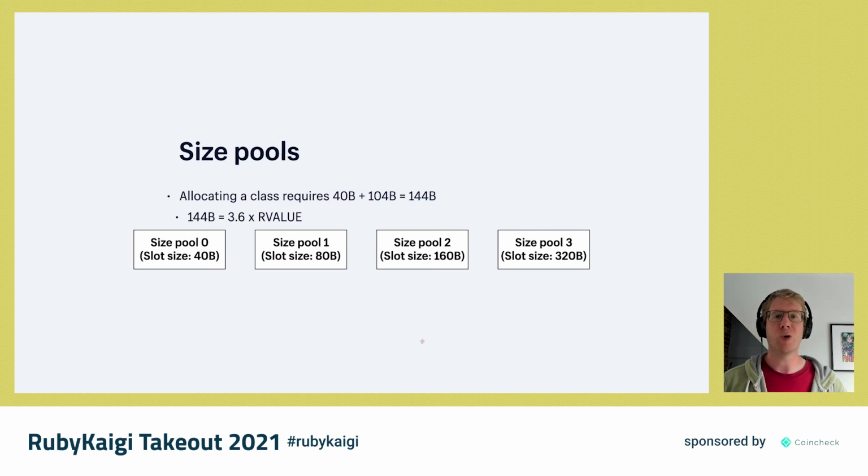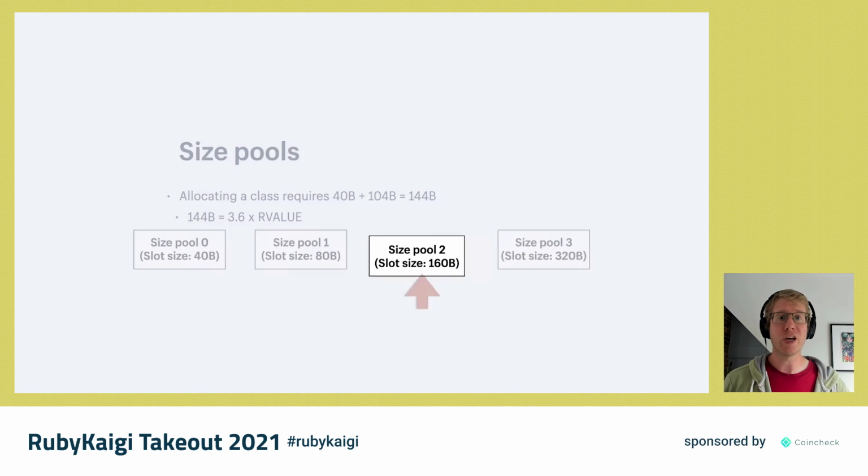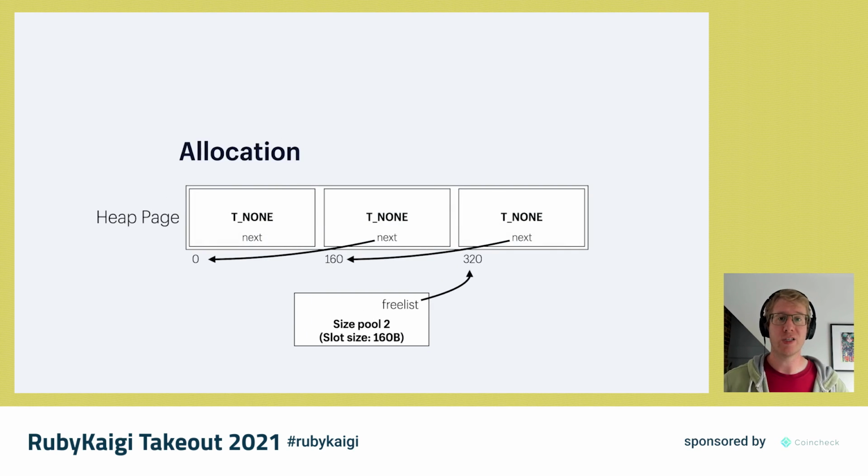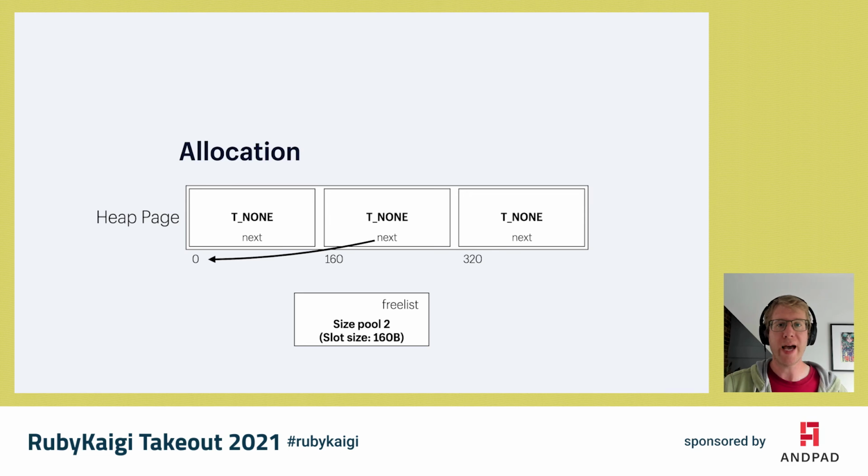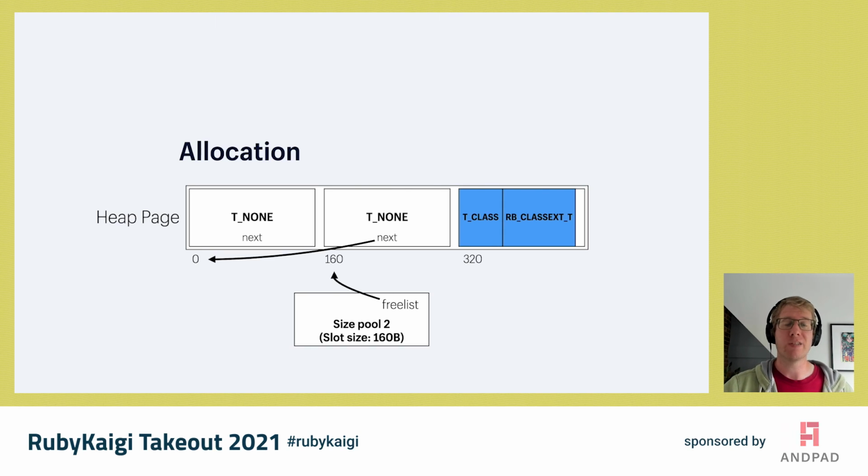If we zoom into this pool, each size pool has its own collection of pages and holds a free list. Once we've chosen a pool, allocation can then work like normal. We allocate into the head of the free list and push the free list pointer onto the next element. But now we have a slot that's large enough that we can allocate both our class RVALUE and the RClassXT struct into the same slot. And that's how an object of dynamic size can be allocated using variable width allocation and our pool size strategy.